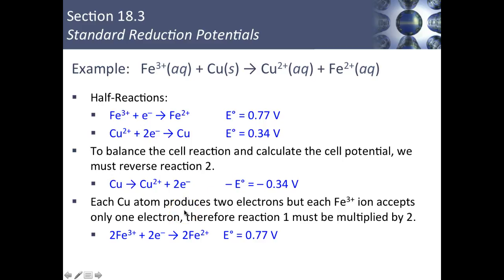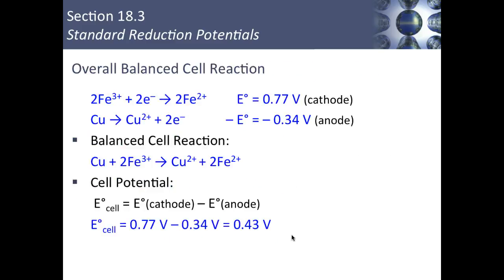Now, of course, balancing out what we have here for our iron, notice that our standard cell potential for our iron doesn't change. Even though we multiplied the number of electrons, it doesn't change our standard potential. Now, once we have everything balanced, it's just a matter of plugging it into our formula. The formula is given to you right here. E standard cell, that's what that symbol means. E standard cell equals E standard for the cathode minus E standard of the anode. So I can literally just plug in the values as they are from the table, and I'm going to end up with 0.43 volts.